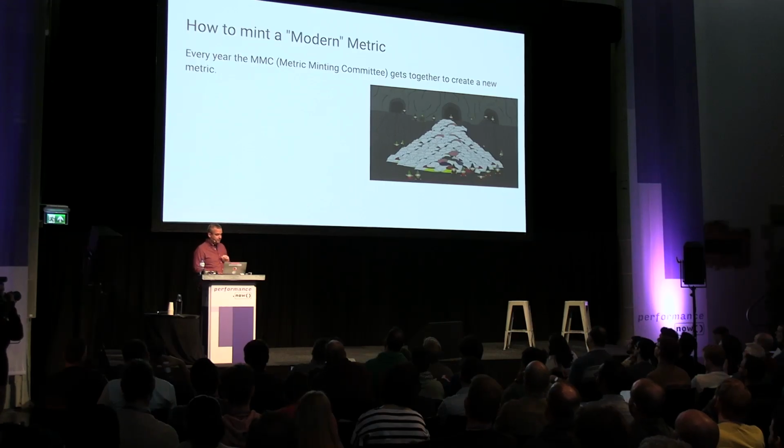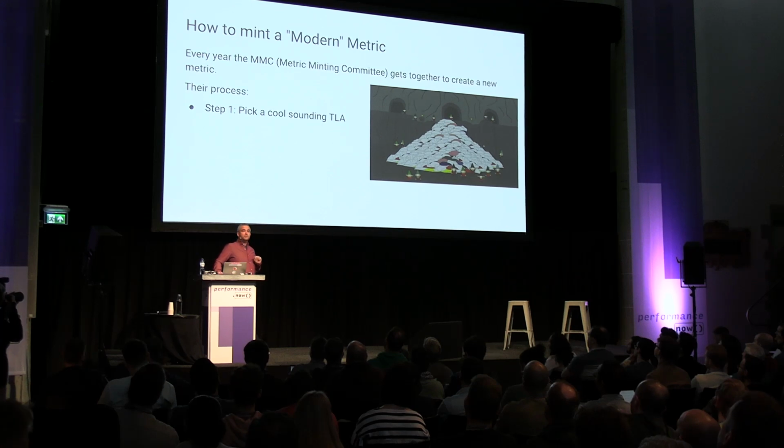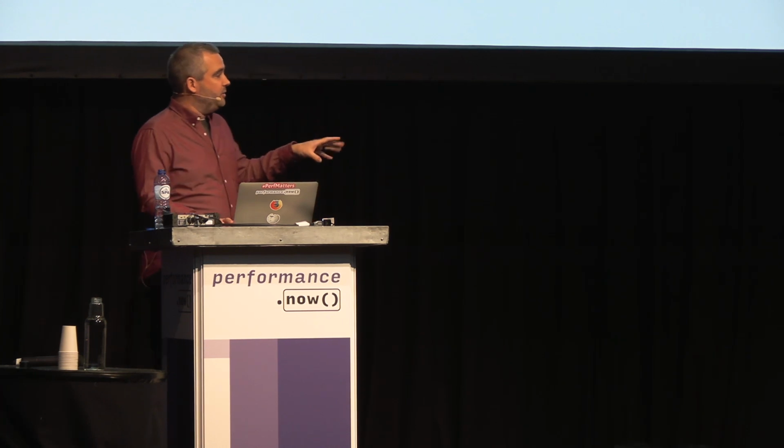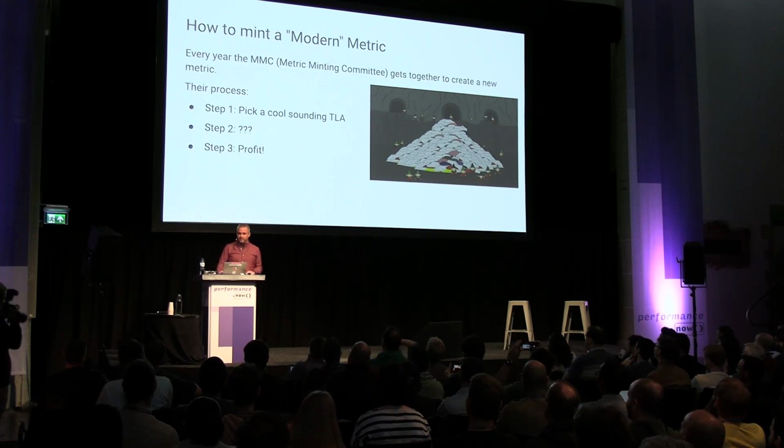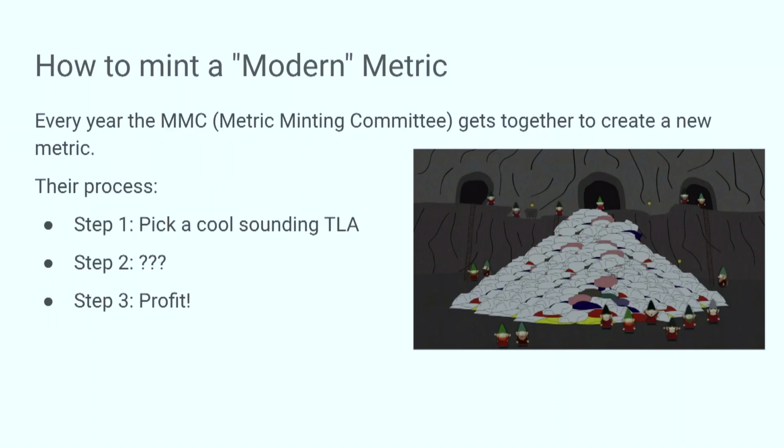Now, I did some research. I did some investigative research, and I figured out how metrics are actually created. Every year, there is a metric minting committee that gets together. They think about what new metrics we're going to create. Step one, come up with a cool sounding TLA. TLA is a three-letter acronym, right? Step two, step three, we're good. We've got a new metric. Let's talk about it, let's look into it. Obviously, I'm simplifying things here. There are some very smart people that come up with metrics, and the Chrome team and other browser developers do a really good job of thinking through what matters to people.